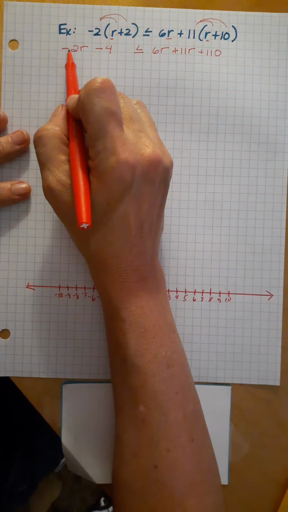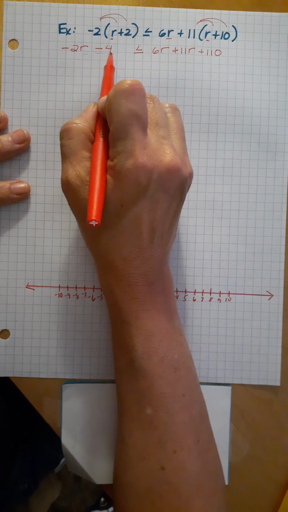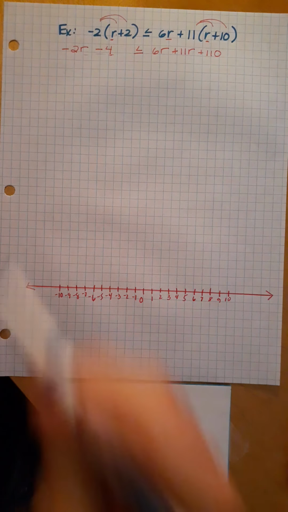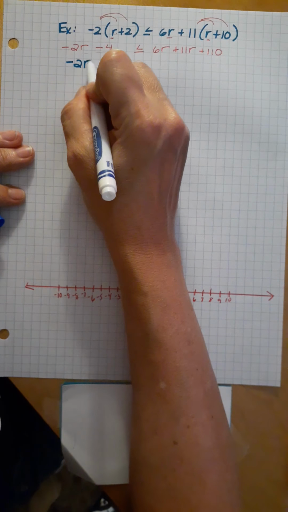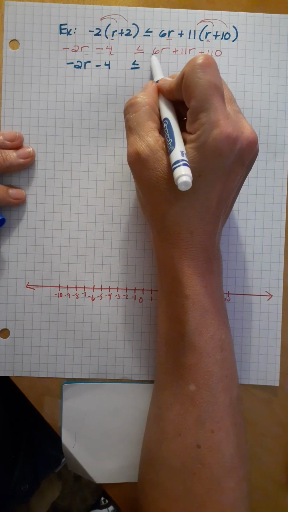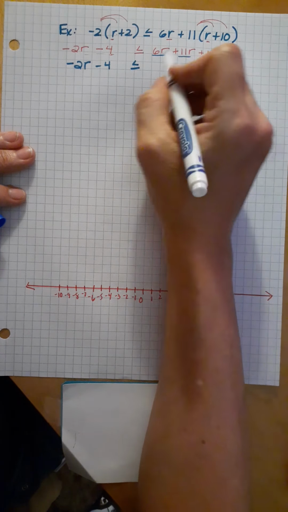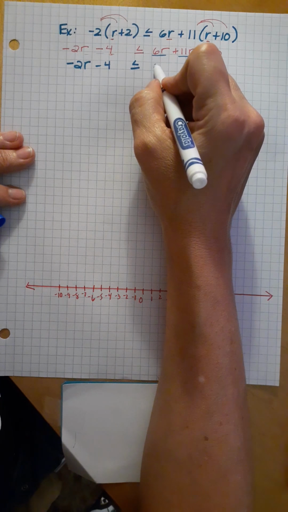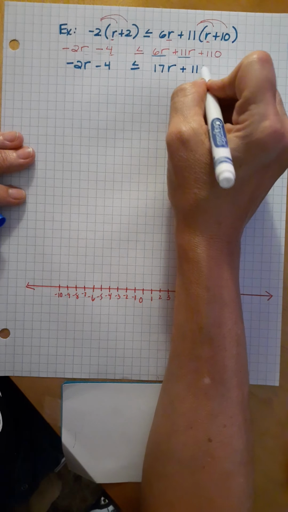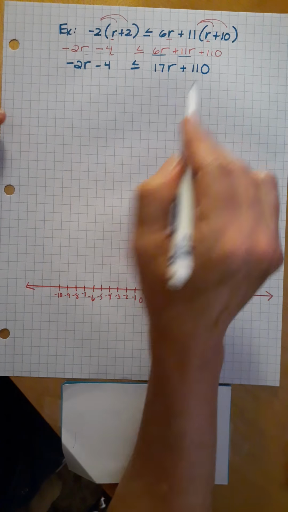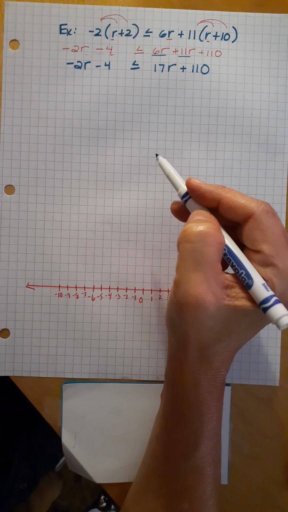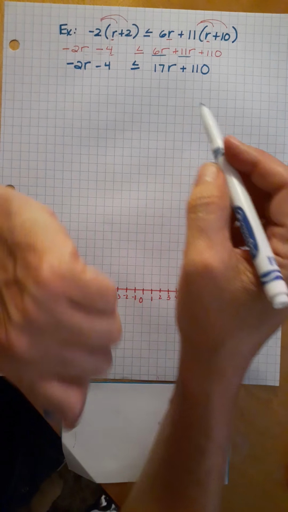Okay. Can anything on this side go together? Are there like terms? No. I'm going to write this in blue now because I think you can see it a little better. Negative 2r minus 4, less than or equal to. Do I have like terms over here? I have an r. Oh, I have another r. 6 plus 11 is 17r plus 110. Starting to look a lot easier, right? We have to get our r's on the same side.